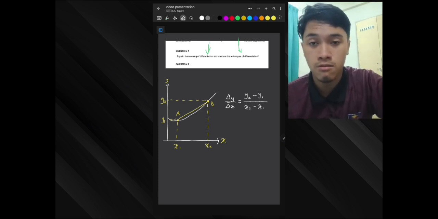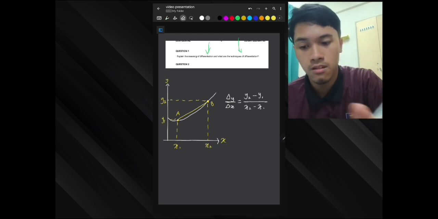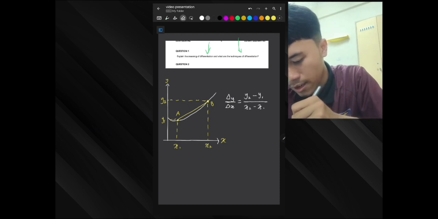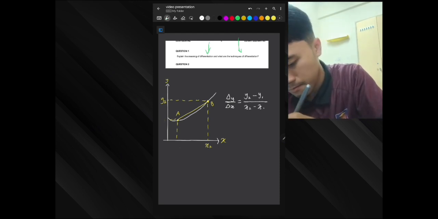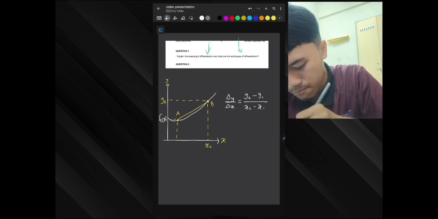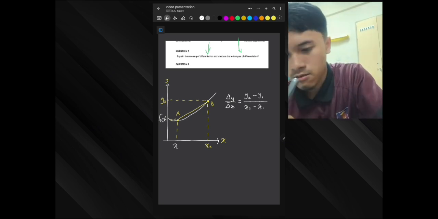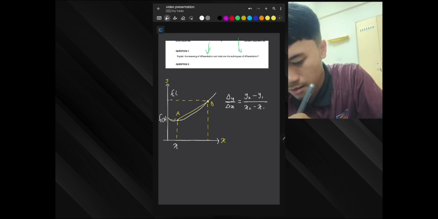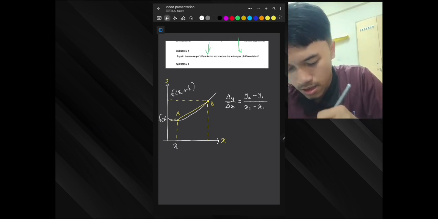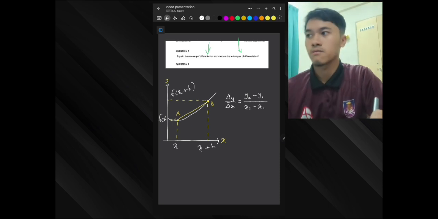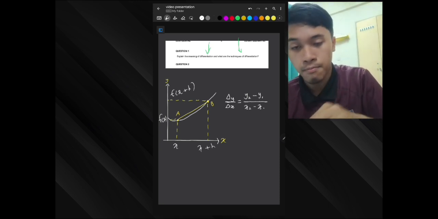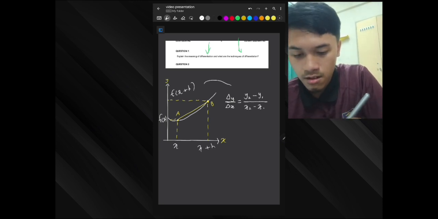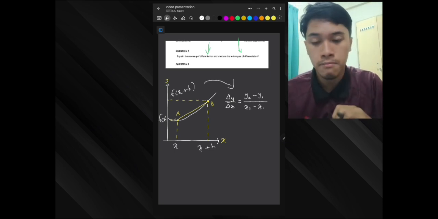So how do we use the differentiation formula? First things first, we replace the coordinate on A with x and f(x), and the coordinate B we replace with x plus h and f(x plus h). Now that we have replaced the coordinates on each of A and B, we put them inside the gradient formula, and by replacing it, it will become like this.